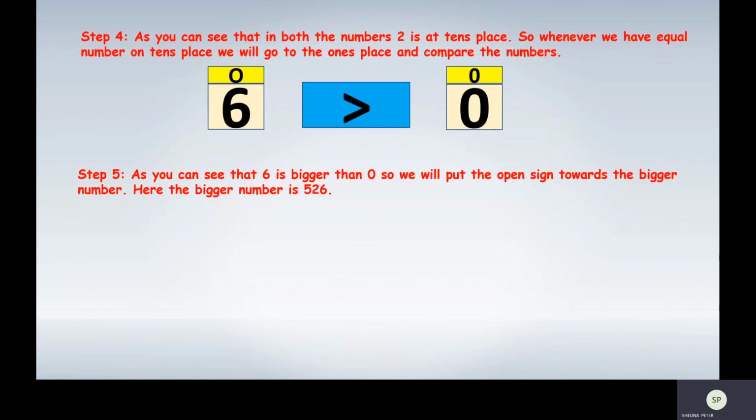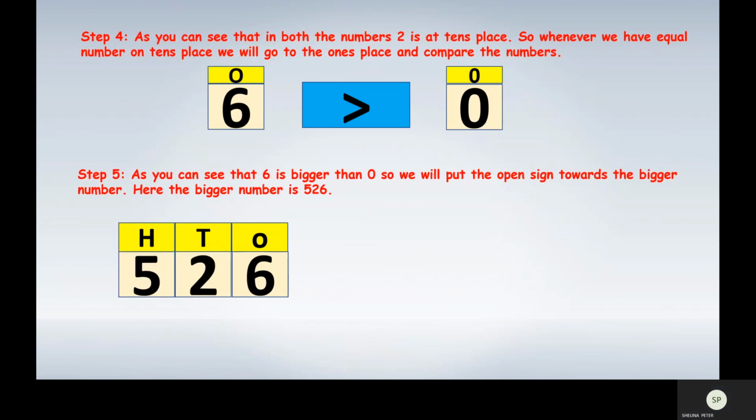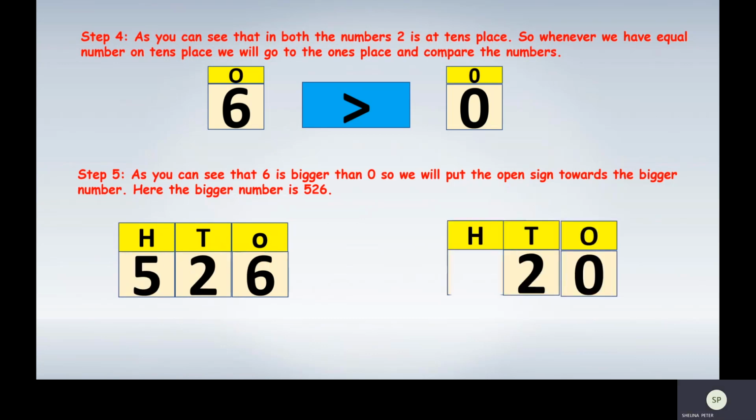As you can see that 6 is bigger than 0. So we will put the open sign towards the bigger number. Here the bigger number is 526. So we are going to put the open sign towards 526.